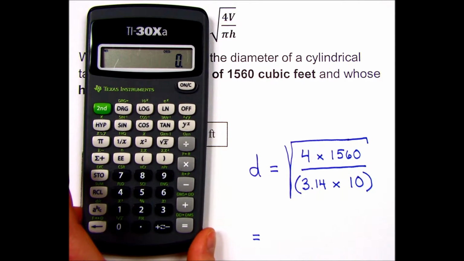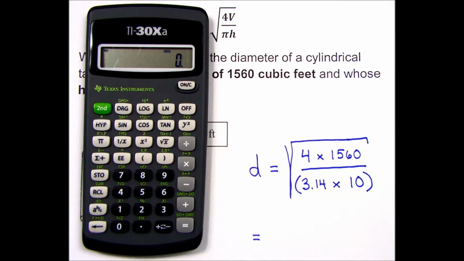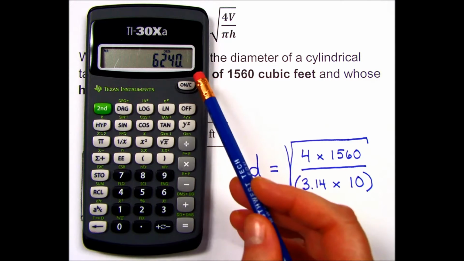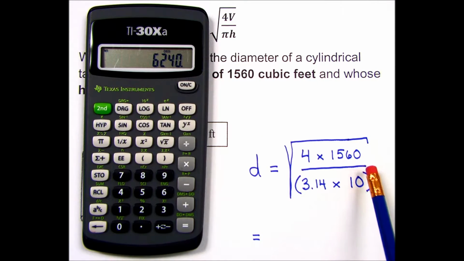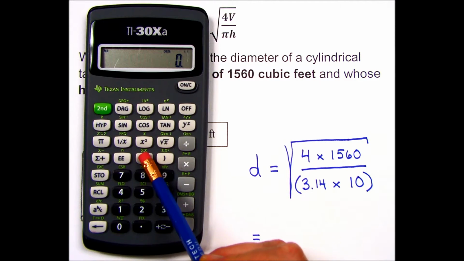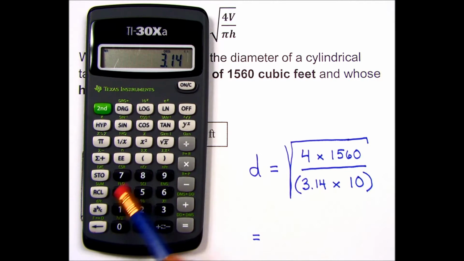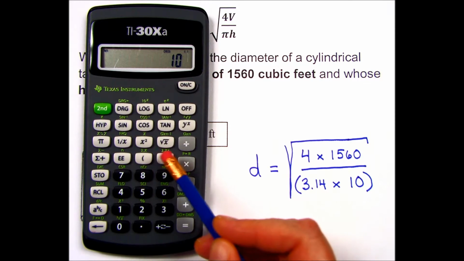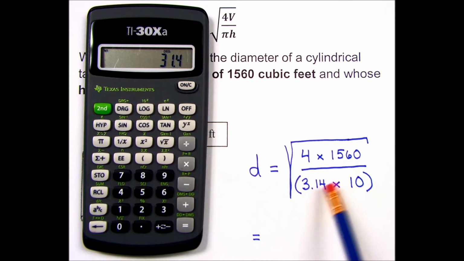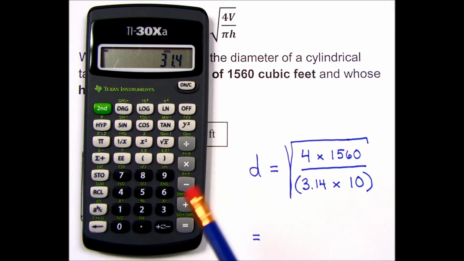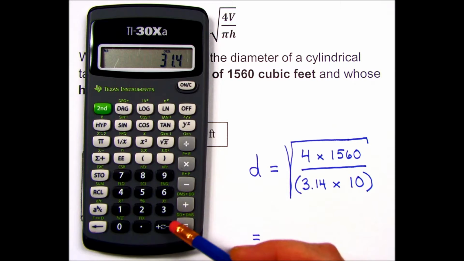So let's try this on a TI 30XA, a standard scientific calculator in which I need to enter the calculations on the inside of the root first. I have 4 times 1,560. When I press equals, I have the value of my numerator. Now let's divide by parentheses 3.14 times 10. When I close my parentheses, I have the value of the denominator, and when I press equals, the division is accomplished.